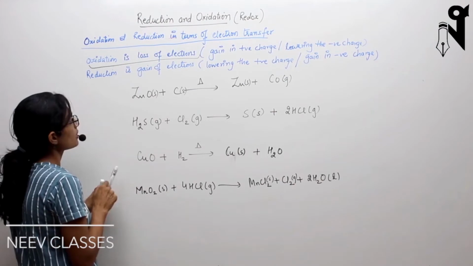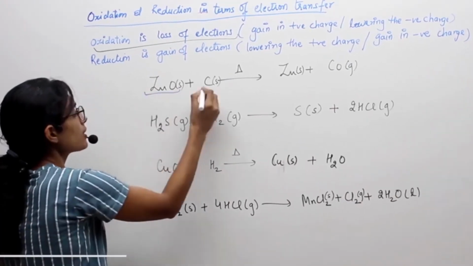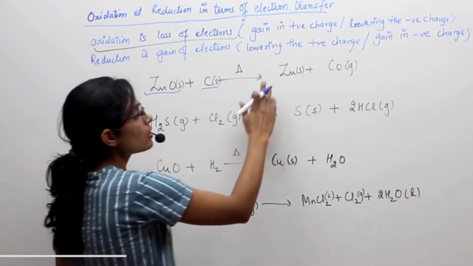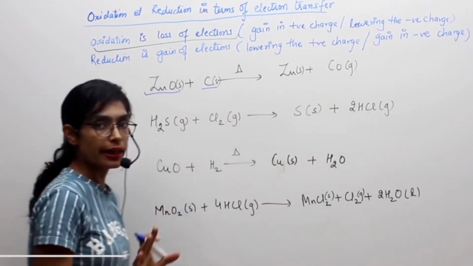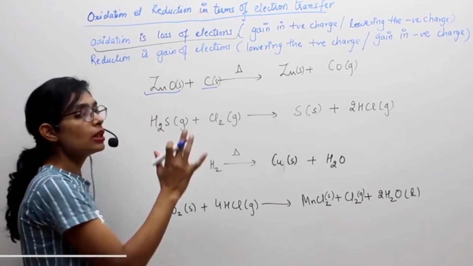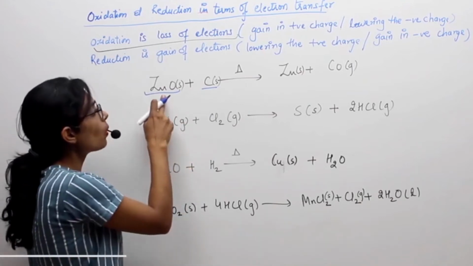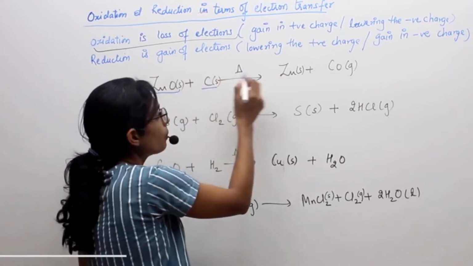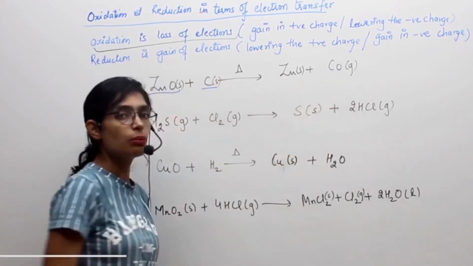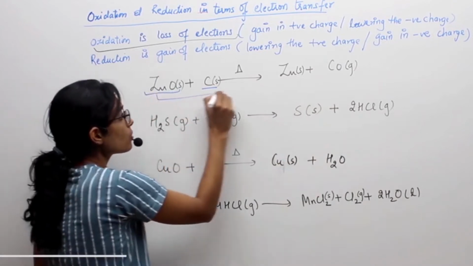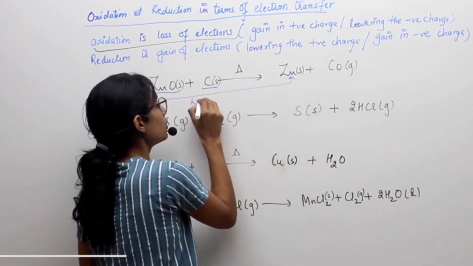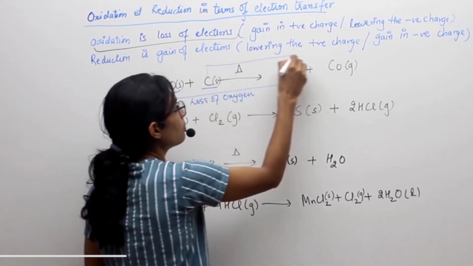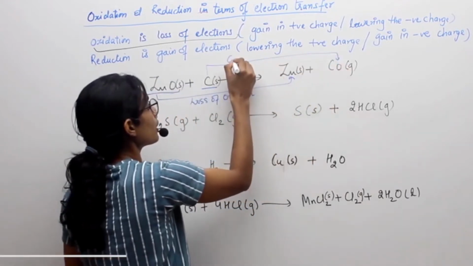Now look at this zinc oxide. I have taken zinc oxide and it is reacting with carbon. Basically we are heating carbon and zinc oxide together, and as a result we are getting zinc plus carbon monoxide. Just by simple observation, you can see that zinc was along with the oxygen earlier, and now that oxygen has been transferred to carbon in the product, and it has become carbon monoxide. So from zinc oxide to zinc, loss of oxygen is happening, whereas from carbon to carbon monoxide, gain of oxygen is happening.